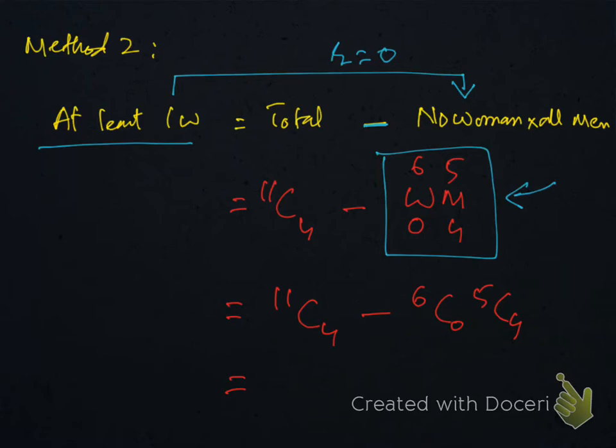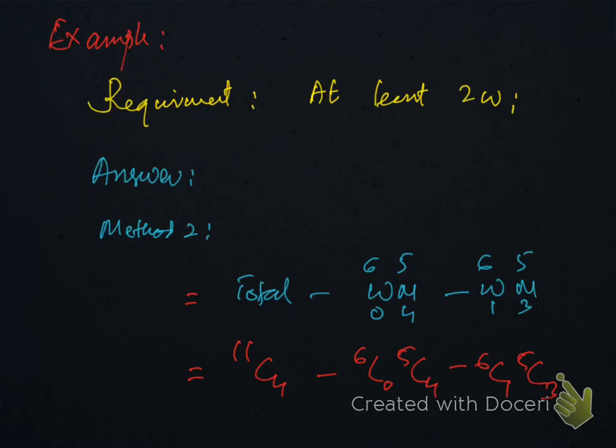So 11C4 is for total, and since we are not taking any women, so 6C0, and there will be all men when there are no women, so all will be men. So 5C4 for the number of men. Requirement: at least 2 women. At least 2 women, in this case, this is the requirement.